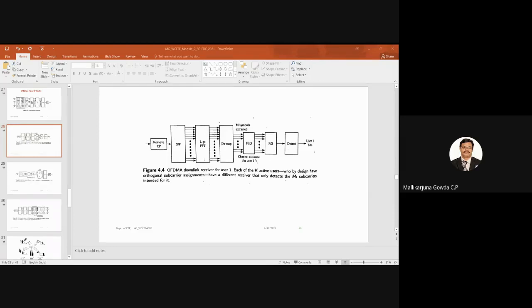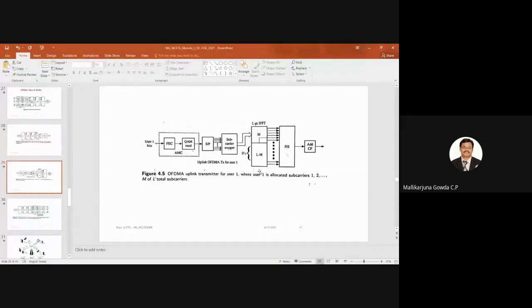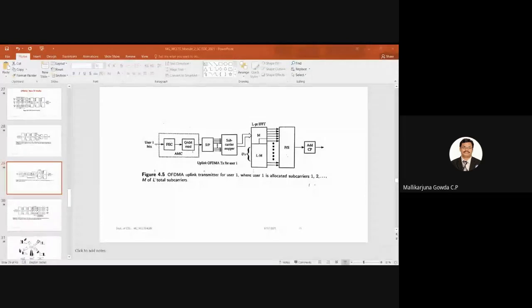Similarly, it can be done for K users. That is also shown here, with respect to the one user receiver, and this is the one user transmitter. For user one, the first block is AMC, then serial to parallel, subcarrier mapper, then L point IFFT. In that we are using M points, and the rest will be made zero. Then parallel to serial converter, add cyclic prefix, and transmit. User one will be allocated subcarriers 1 to M, but the total number of subcarriers available is L. So the remaining subcarriers, that is L minus M, will be made zero. That is why it is shown as L minus M zeros.